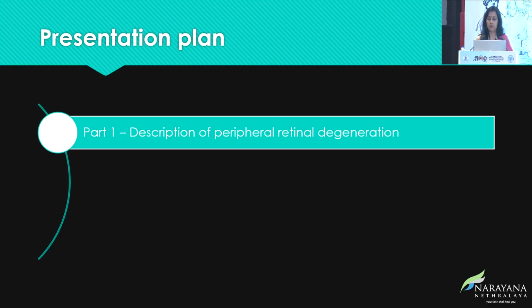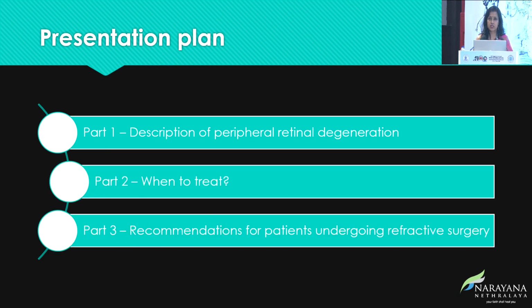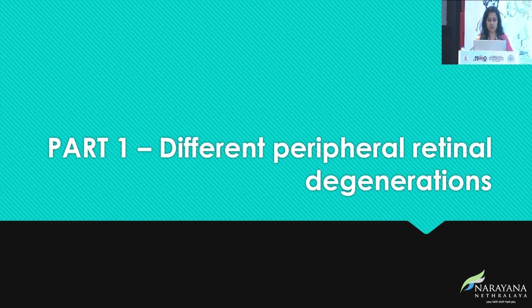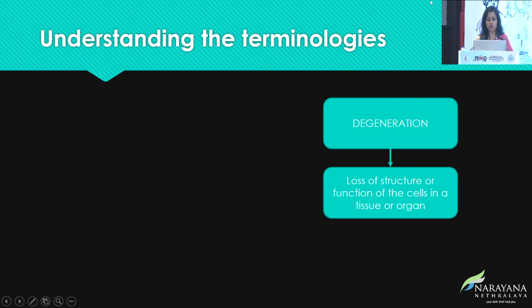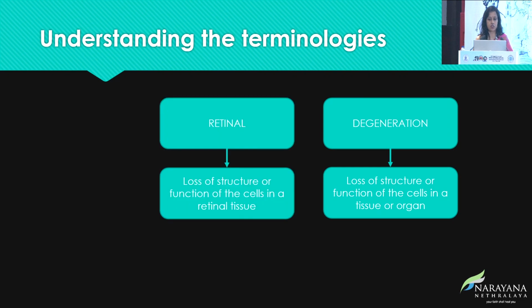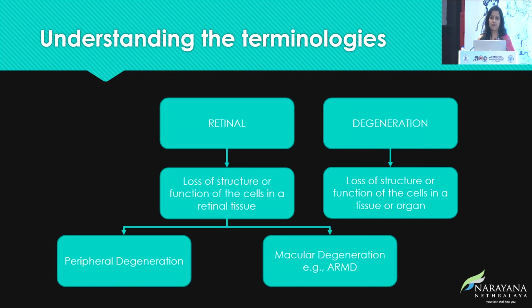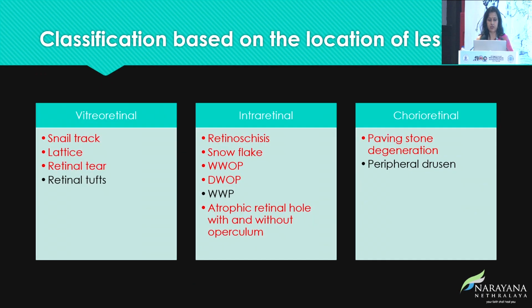So I'll be talking about peripheral retinal degeneration, when to treat these patients, and also the recommendation for patients undergoing refractive surgery per se. Now, let's understand the terminologies. What is degeneration? It's a loss of structure. And in the retina, there's loss of structure and function of cells in the retinal tissue itself. And then you have peripheral retinal degenerations and macular degeneration, which does not come within the scope of this particular talk. We'll only be dealing with peripheral retinal degenerations.